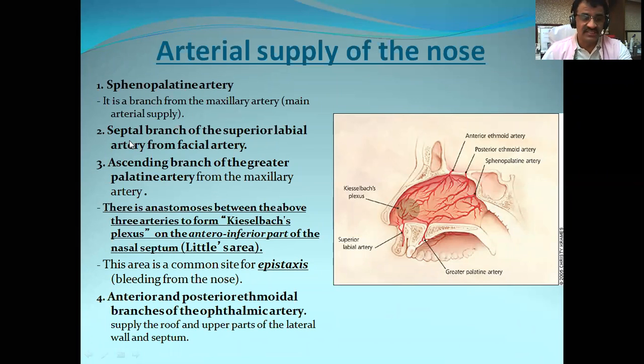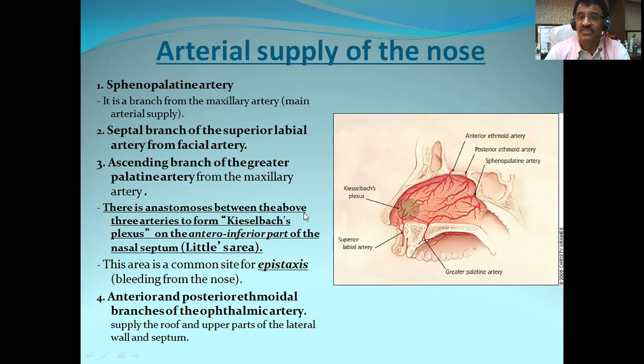Another branch is septal branch of superior labial artery. Superior labial means lip. Superior means upper lip, and it is a branch of facial artery. The facial artery's branch is superior labial artery, and superior labial artery's branch is septal artery. Septal artery because it is going to the nasal septum. Another is ascending branch of the greater palatine artery. Now, greater palatine artery comes from the maxillary artery. These three arteries, if you understand, then we go for one important anastomosis here.